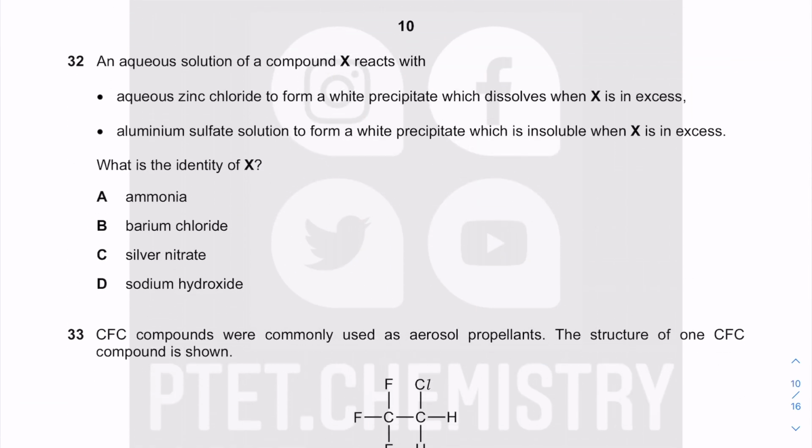Question 32, aqueous solution of compound X reacts with zinc chloride. You get quite a lot of questions on qualitative analysis anyway. So it reacts with aqueous zinc chloride to form a white precipitate, but dissolves in excess of X.